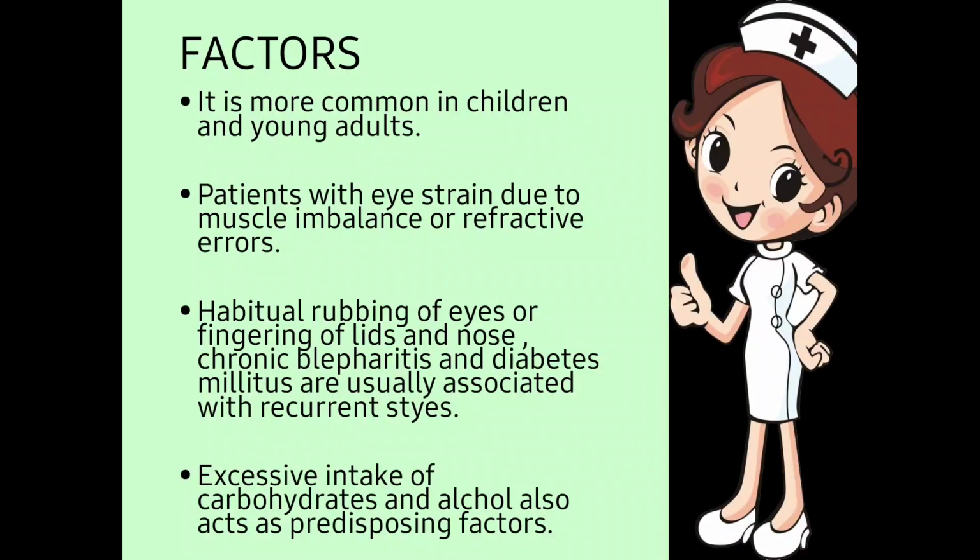Sometimes muscle imbalance takes place. A lot of muscles are present outside our eyeball, so due to their imbalance it takes place, or sometimes due to refractive errors. 3 types of refractive errors are there: myopia, hypermetropia and astigmatism. Next one, habitual rubbing of eyes. Sometimes some people have the habit of rubbing eyes. This habit of rubbing eyes takes place in children, that is why it occurs in children as compared to young adults.